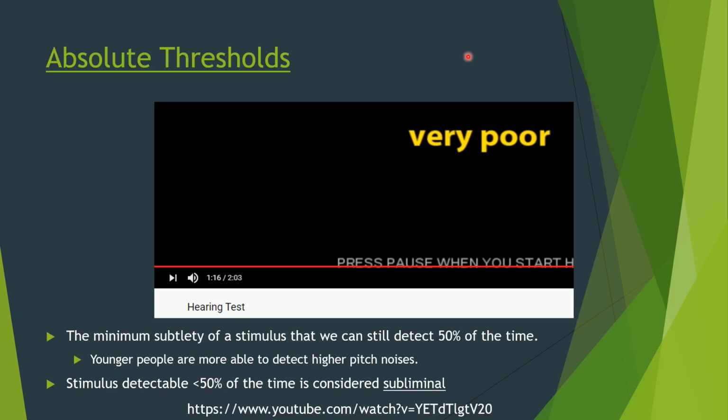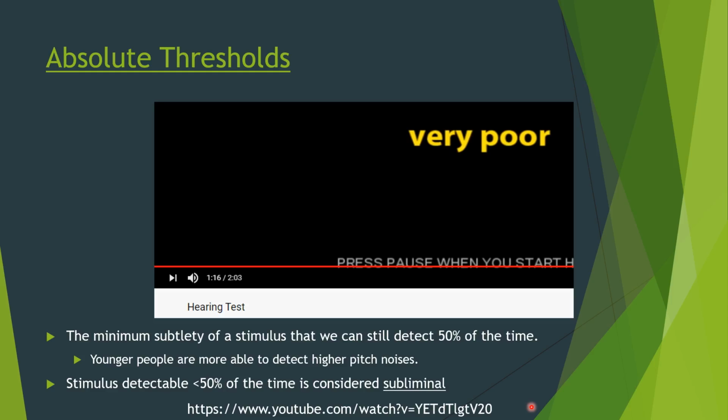Okay, let's get to some more sciencey type stuff. Absolute thresholds are the minimum level of information that your mind needs to perceive a difference. That's kind of weird and awkward, but it makes more sense if you talk about hearing tests. Go ahead and click on the link here at the bottom or type it into your browser and try the hearing test. The hearing test is designed to check your hearing.